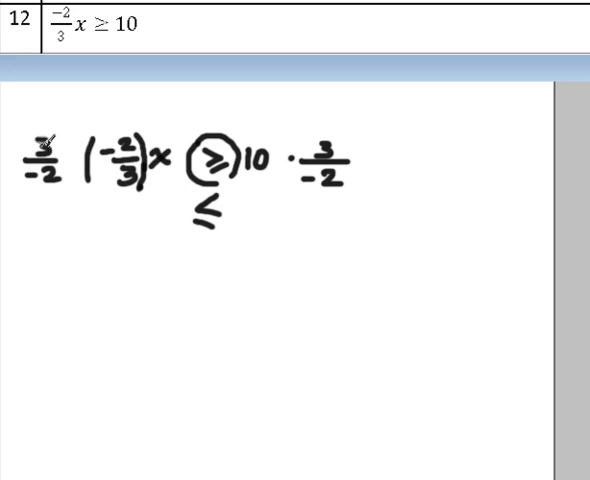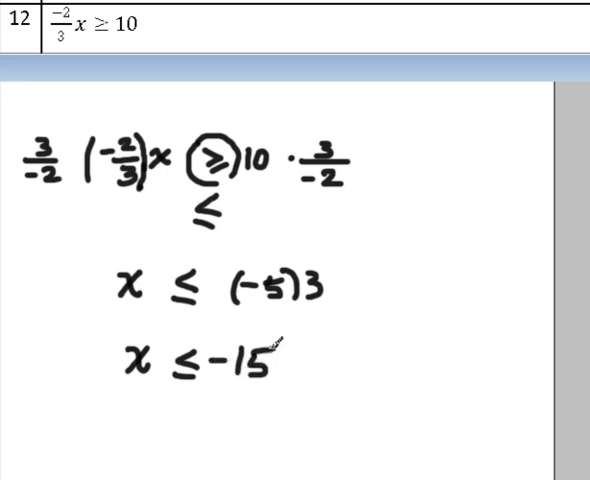All right, this cancels, and we get just x on the left-hand side. And here we have 10 times 3 over minus 2. We can divide the minus 2 into the 10. Okay, and so that gives us a minus 5 times 3. All right, so we have x is less than or equal to minus 15.